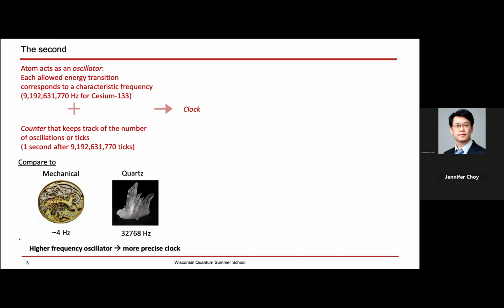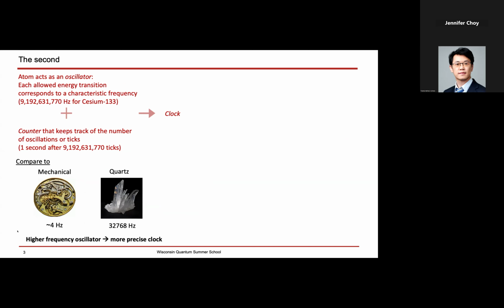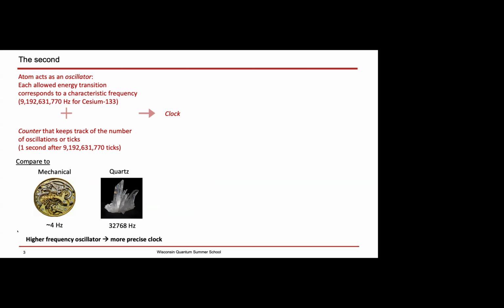And then you define, after counting however many ticks, that you have a second, and that's basically a clock. If you compare the atomic oscillator with what mechanical systems can do, which is a few to maybe tens of hertz, or a quartz crystal, which gives you tens of kilohertz, you find that atoms oscillate at a much higher frequency. This higher frequency gives you more ticks within a given period, and that's what allows you to achieve this level of precision. And then if you couple, yeah, go ahead.